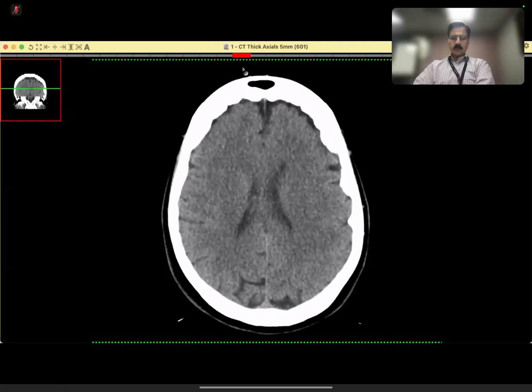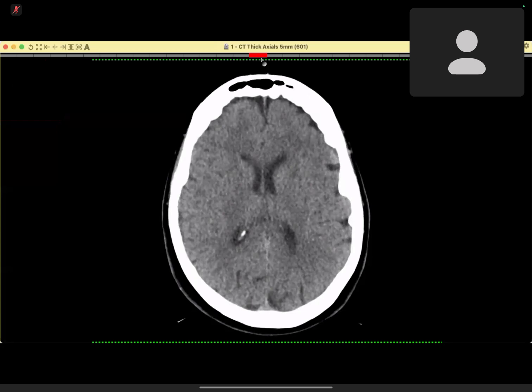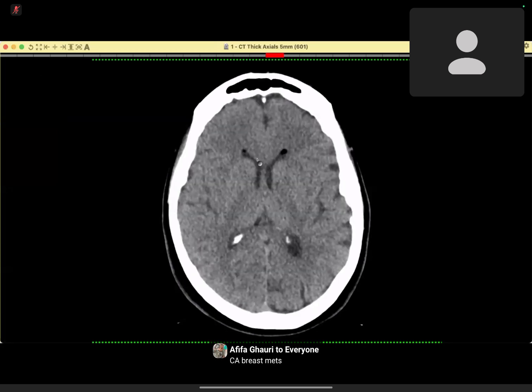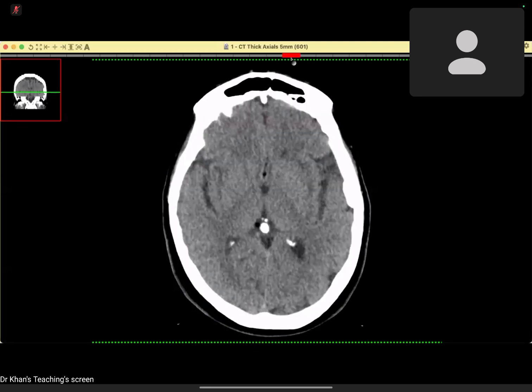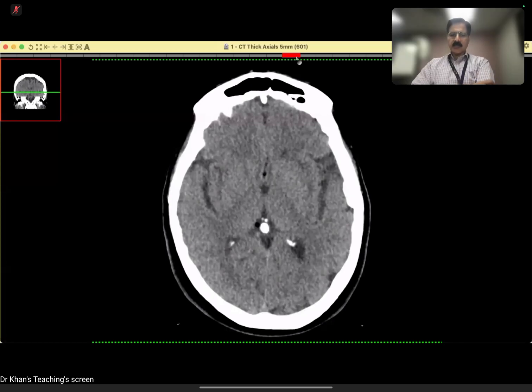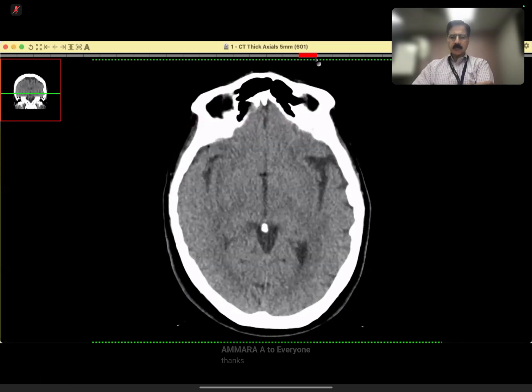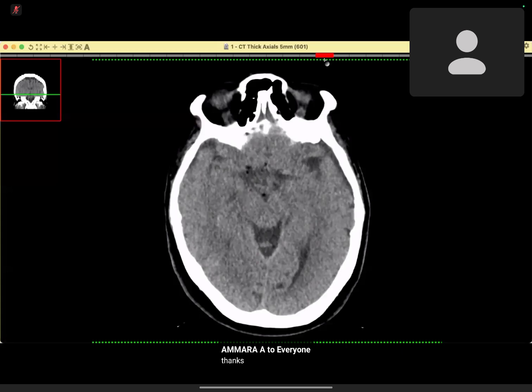Okay, sir. There are two air foci within the frontal horns, and as I'm going down, so can this be anything other than air? This could be, as I'm seeing on a CT scan, these could represent some fat globules as well.